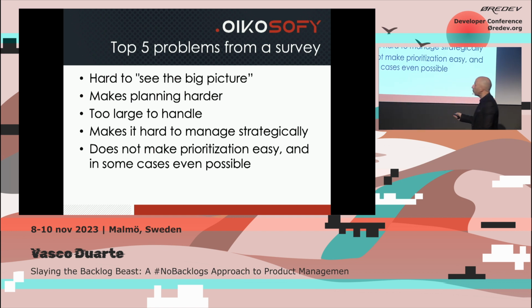And one key thing: backlogs were introduced to make prioritization absolutely crystal clear. That was one of the original goals of backlogs. And the answer in the survey is, does not make prioritization easy, in some cases not even possible. I'll give you a very simple example. How are you going to prioritize a user story against an epic? They're not the same currency, right? And when you start thinking about it, you go like, yeah, that makes sense.